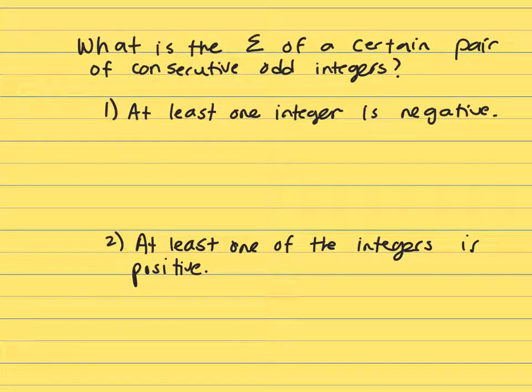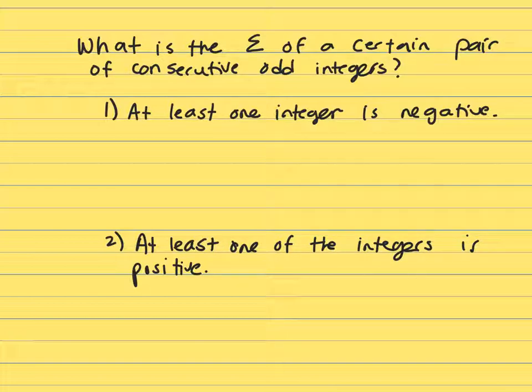We are trying to find the sum of a certain pair, so two consecutive odd integers. So odd integers obviously would be like 1, 3, 5, or -1, -3, -5. The first clue says at least one integer is negative.